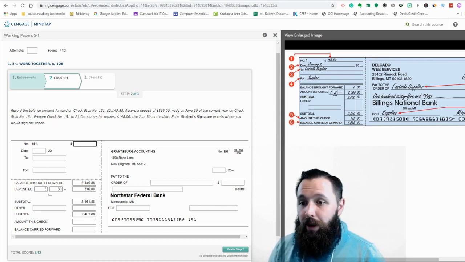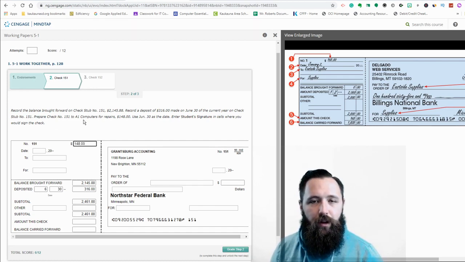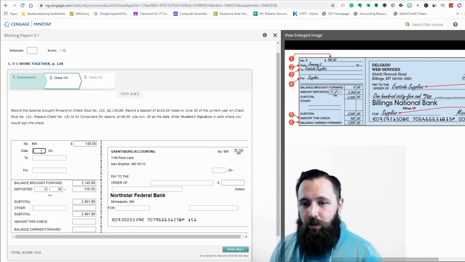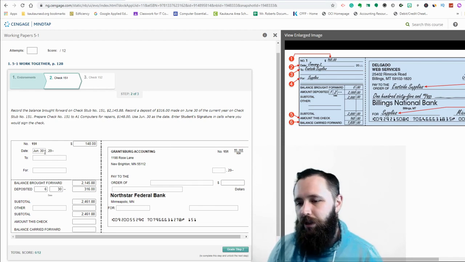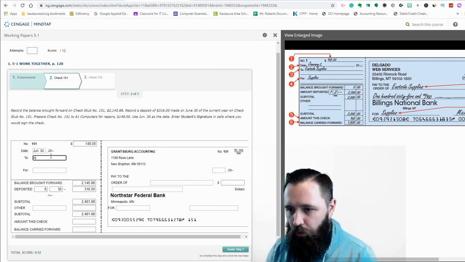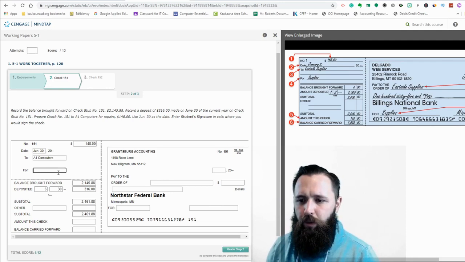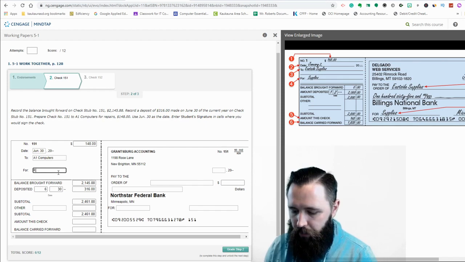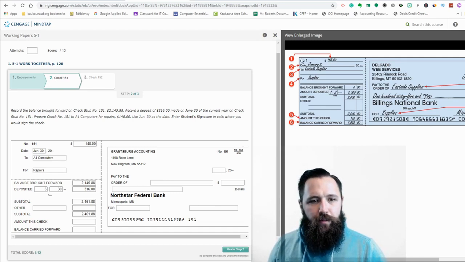So prepare check number 151 to A1 Computers for repairs, and it's $148. So that's the first thing that I'm going to put in here. It's $148. What's the date? Well, it's June 30th. So I'm going to put June with a period and then 30, just like we would in our journal. Who's it going to be to? Well, it's to A1 Computers. And then step number 4 here is, what is it for? Well, it's for repairs. So I wonder if I put in like computer. Okay, yeah, I was going to put in computer repairs and it won't let me. So you can see it's got to be specific for what it is, but it'll turn red if it's not correct. So that's steps 1 through 4.